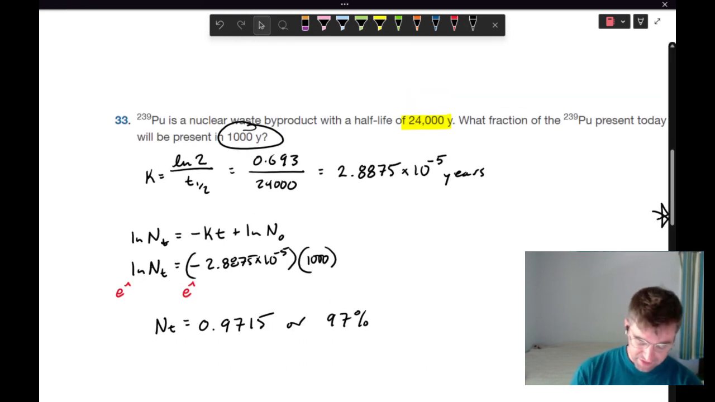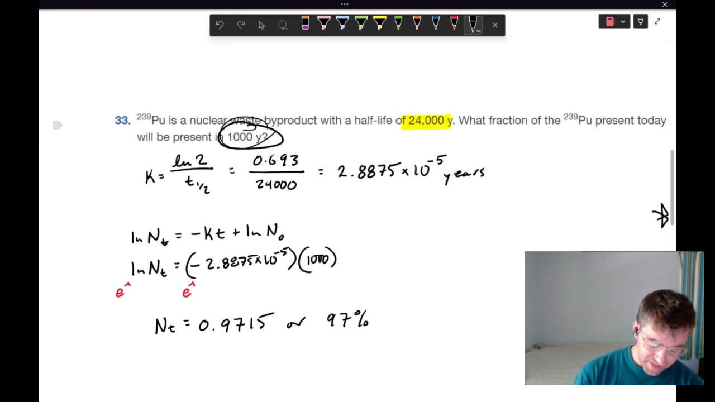Does this answer make sense? We have a half-life of 24,000 years. Much less than that has elapsed. Yeah, a sample size of 97% sounds about right.